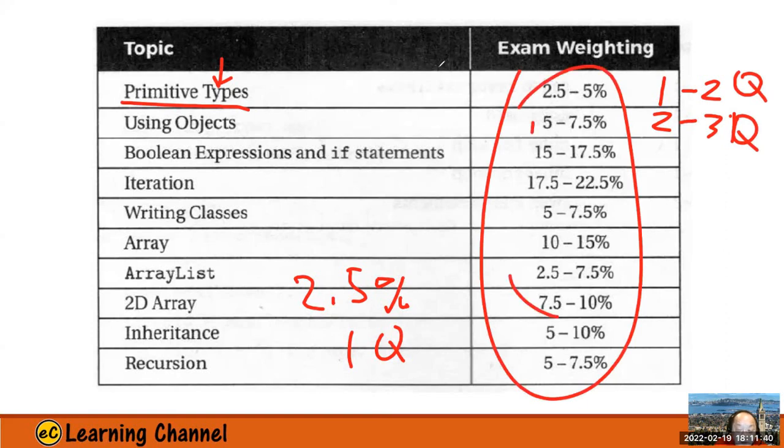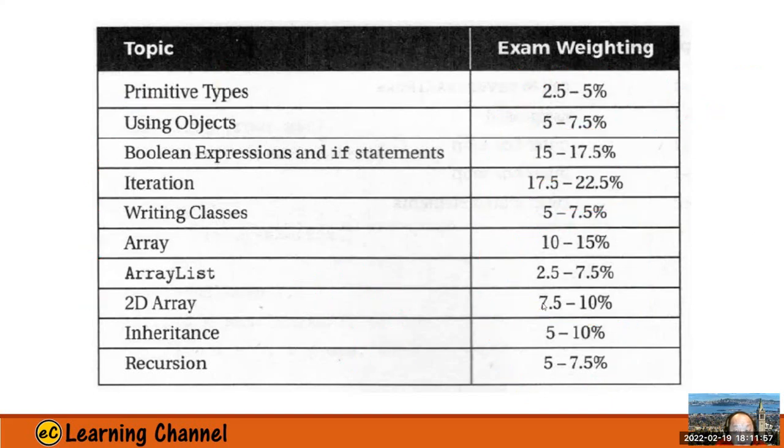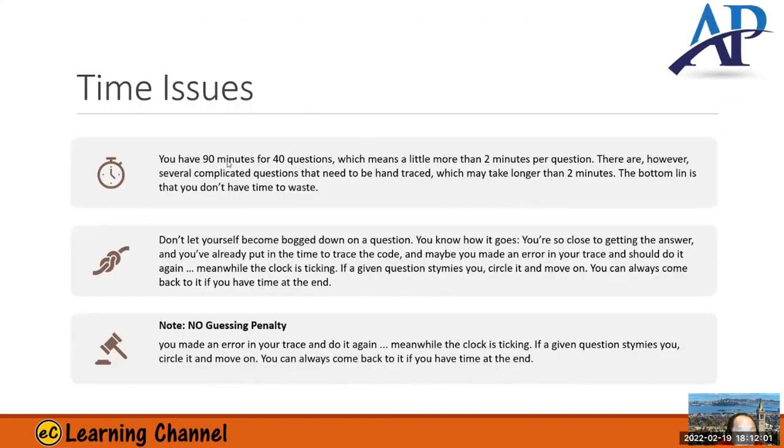I would say usually array, 2D array, and ArrayList are more important. Iteration, the for loop, is very important. If-then-else, this portion is more important. These few, the middle ones, are more important. So these are the breakdown of the weighting for each problem. You are allowed 1.5 hours, 90 minutes, for the 40 questions.